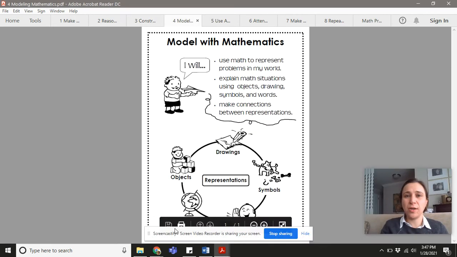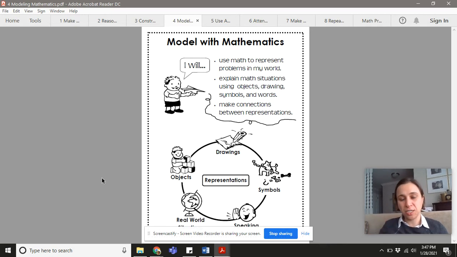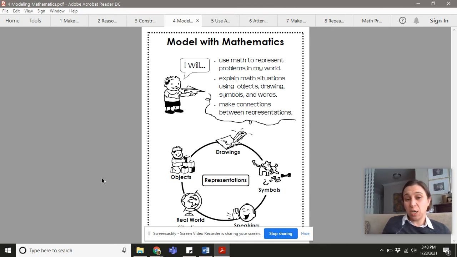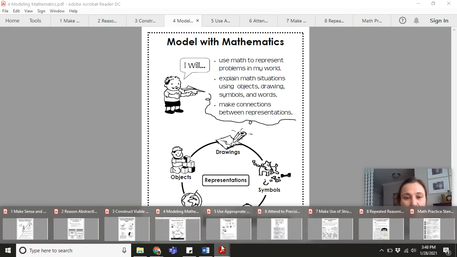Practice standard number 4 is modeling with mathematics. This practice standard means that I will use mathematics to make sense of problems in my world. I will represent math using a variety of representations. And the math is math in my world. I can use objects, drawings, symbols, spoken word, or if I'm given maybe just an equation, I can represent that equation with a real world situation. So this comes down to when I'm faced with something in my life or in my world, a real problem, I can use mathematics to represent it and solve the problem.